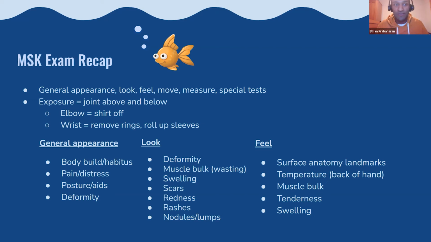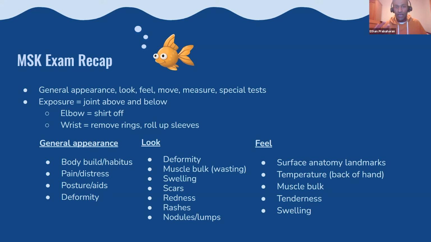After our general appearance, we'd get the patient's vital signs, and then we go into a closer look or a closer inspection of the site of presenting complaint. We're looking for the similar things as we did in the shoulder. So deformity, muscle bulk or wasting, swelling, scars, redness, rashes, nodules, or lumps.